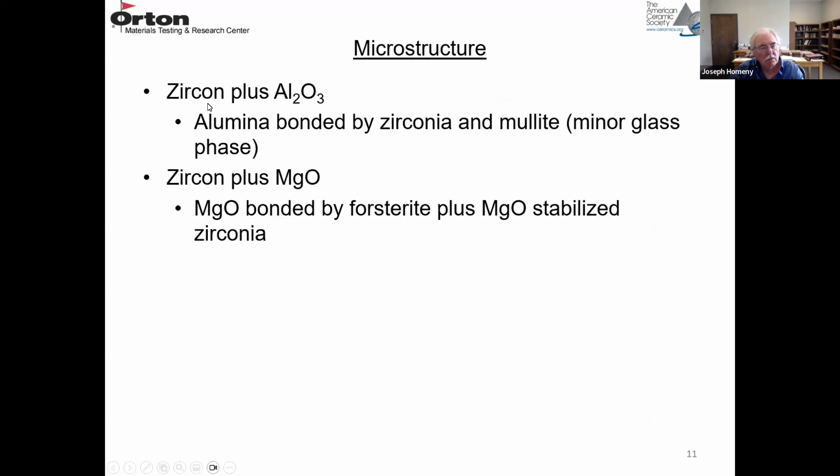So if you add alumina to zircon and you add it in excess, more alumina than needed to react with the free silica, you'll have an alumina bonded by zirconium mullite and maybe a small amount of glass present. And if you add excess MgO, more MgO than needed to react with the silica, you can have MgO bonded by forsterite plus some MgO stabilized zirconia. And we'll talk about stabilizing zirconia in a few minutes when we talk about zirconia. You have to stabilize it because there's phase transformations.